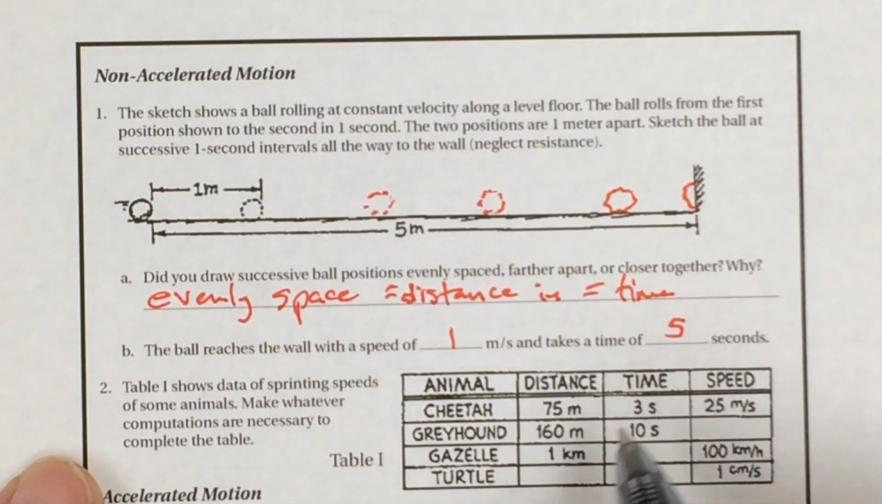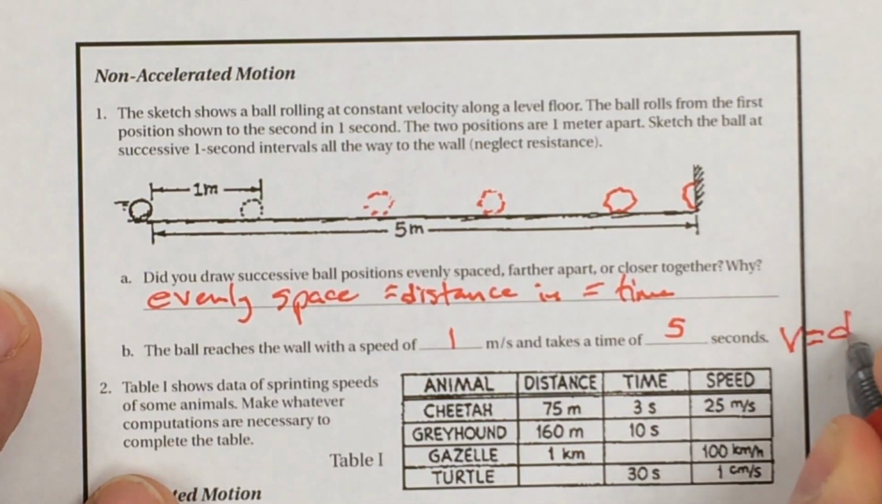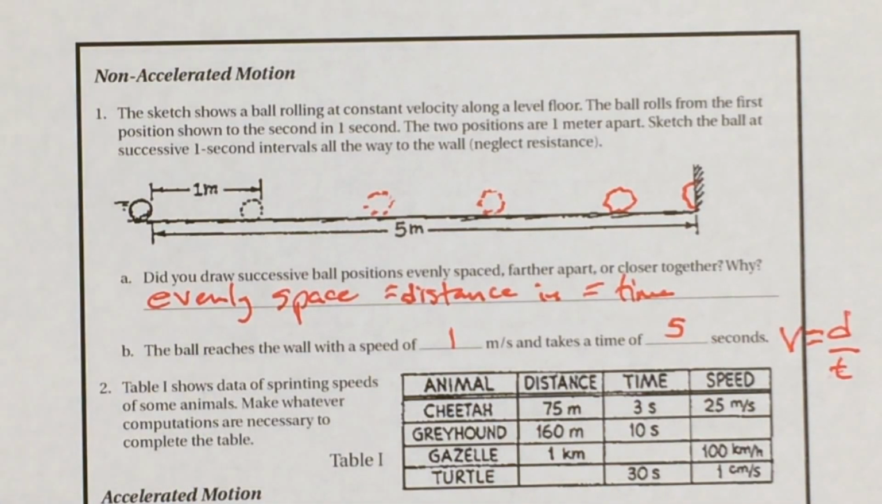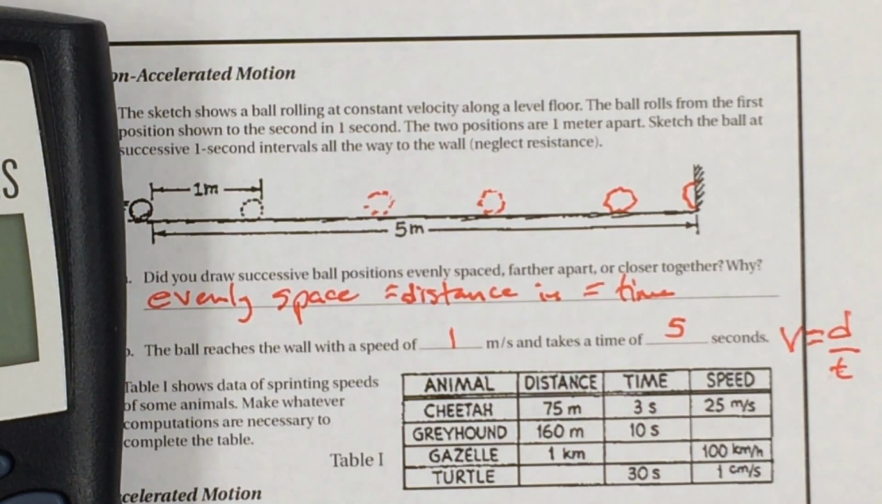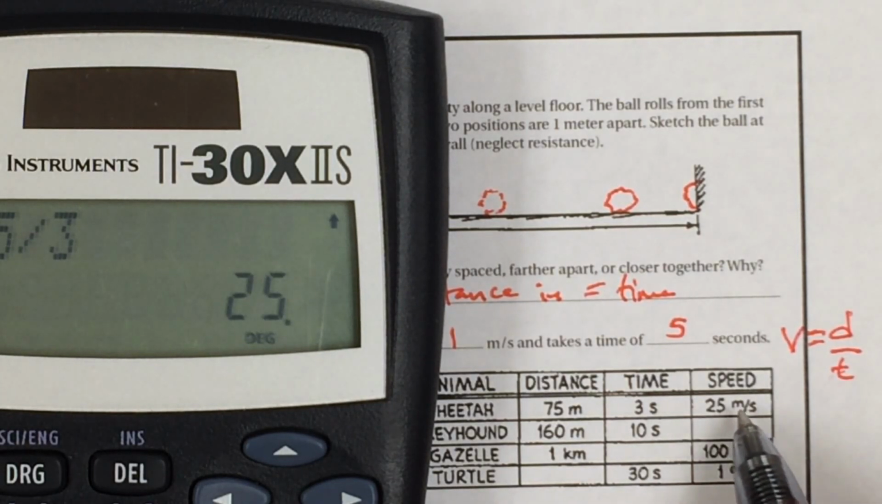So I've got a cheetah. He goes 75 meters in 3 seconds. So remember your speed, this was from the other day, speed equals distance divided by time. Speed and velocity, remember velocity is speed in a certain direction, so you can consider that synonymous. So I'm going to take 75 and divide by 3, because that's distance divided by time, and I get 25 meters per second.